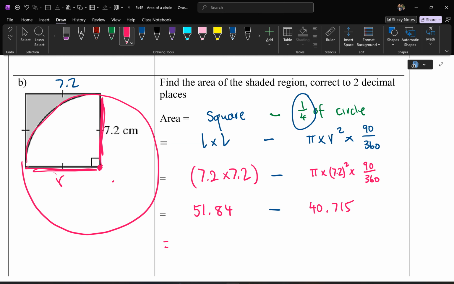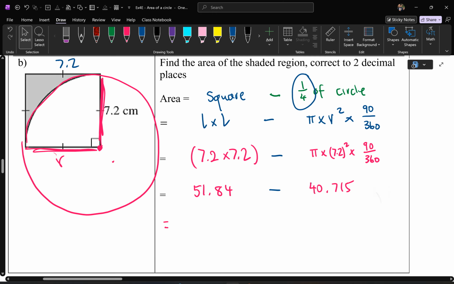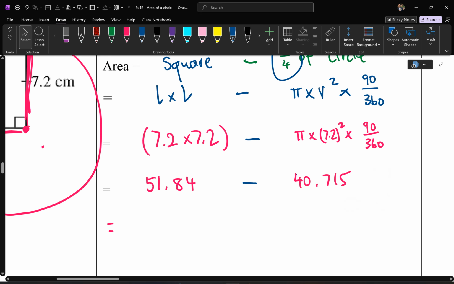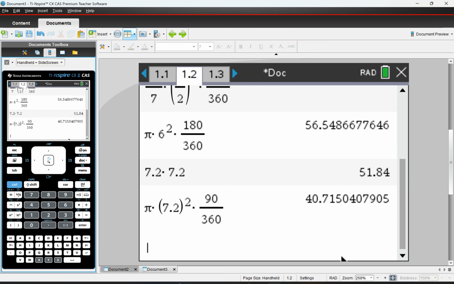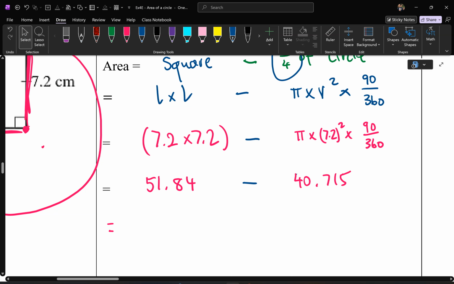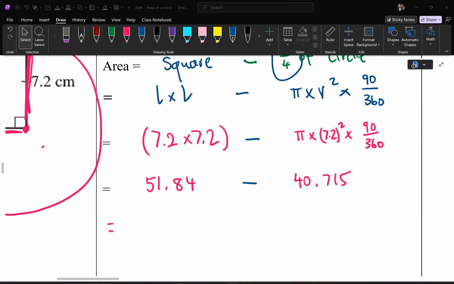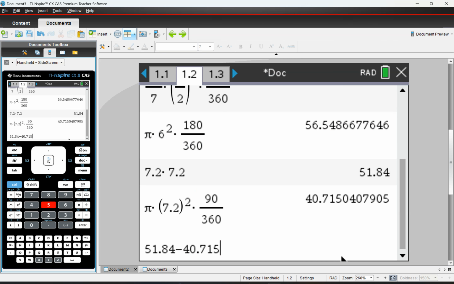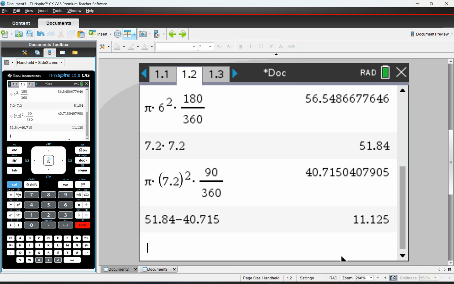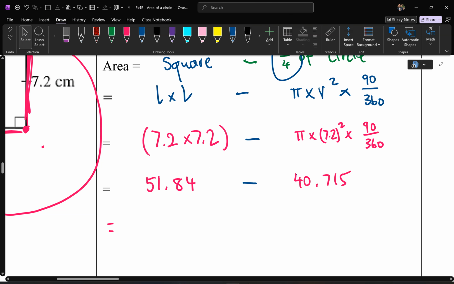especially getting in the habit of doing this. I'm going to show you the proper way of doing it, ideally, okay? I want you to see something here. When I type in the calculator, so far it doesn't look wrong, right? I take 51.84 and I'm taking away this answer here. So I type in what I wrote. I've got 51.84, take away 40.715. I get 11.125.